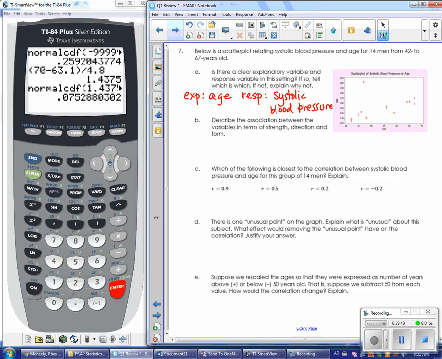Okay, it says to describe the association between the variables in terms of the strength, direction, and form. I think we can see as men age, their blood pressure increases. I'm just going to abbreviate that. I think there is a moderate positive association between the variables.